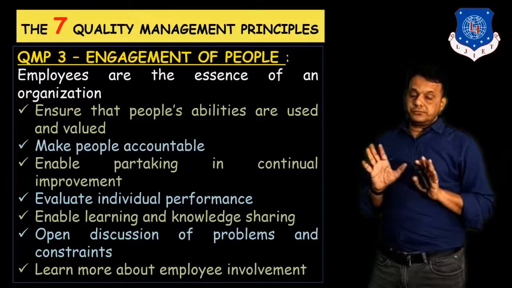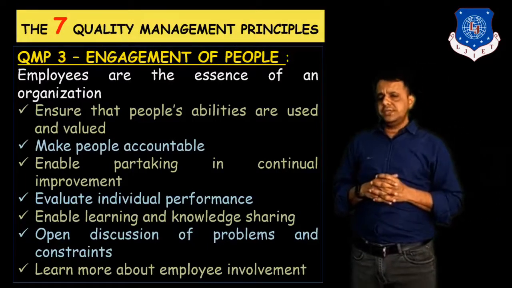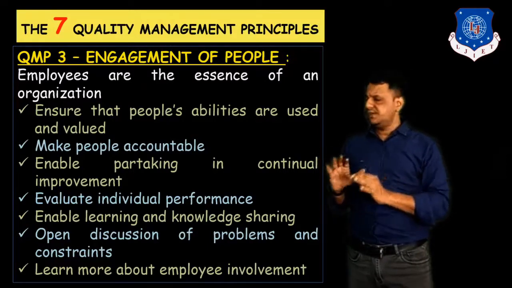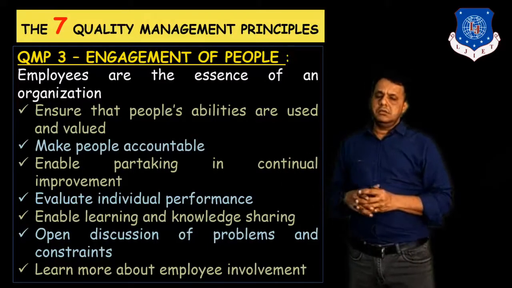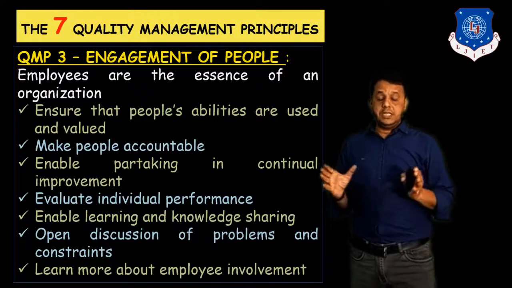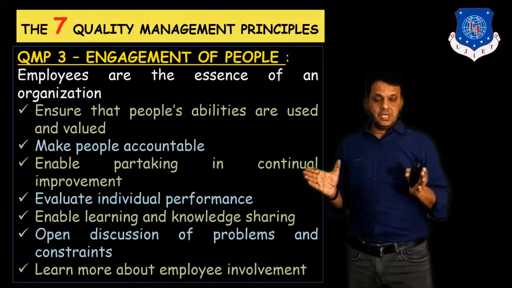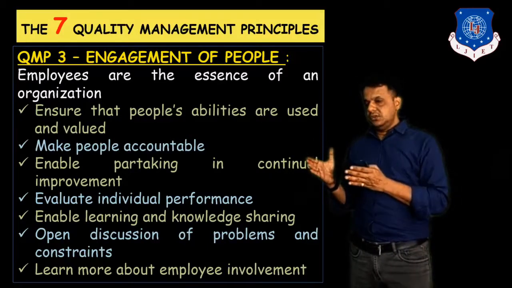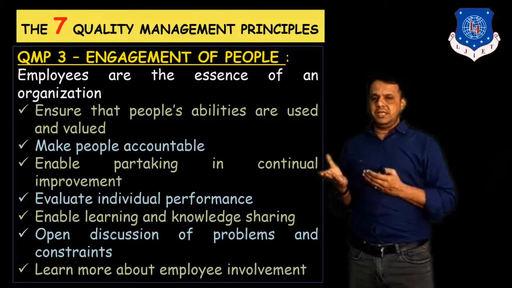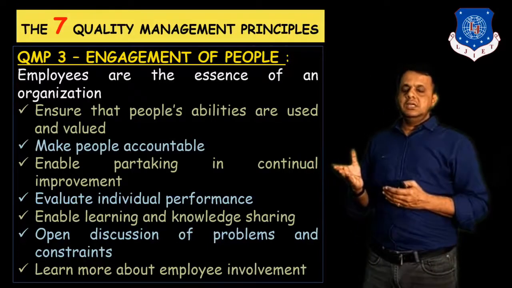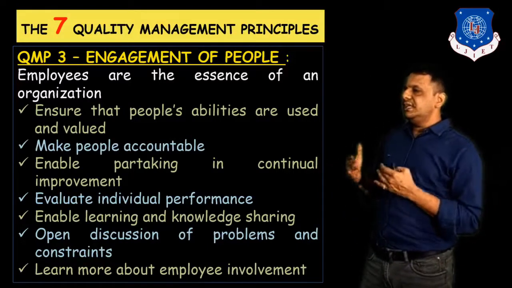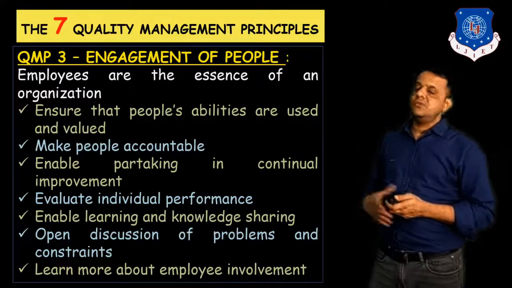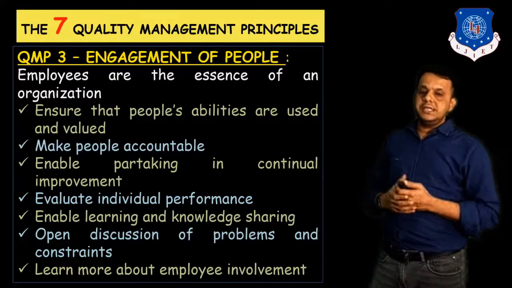See, most of the time people see that the problems and constraints are hidden from employees at a certain level. But if you make it an open discussion of problems and constraints. If you don't discuss problems in your organization, then how will true performance come? So this transparency must be managed when you engage people in your organization.